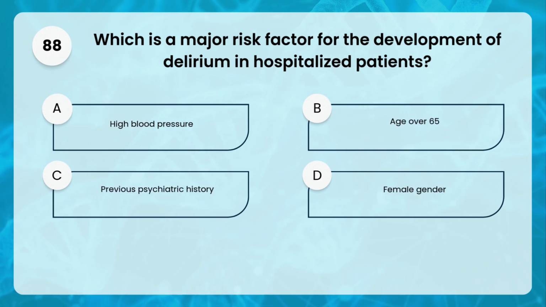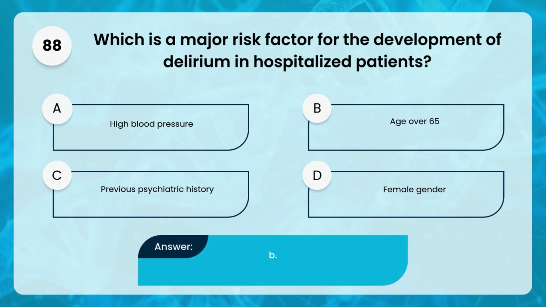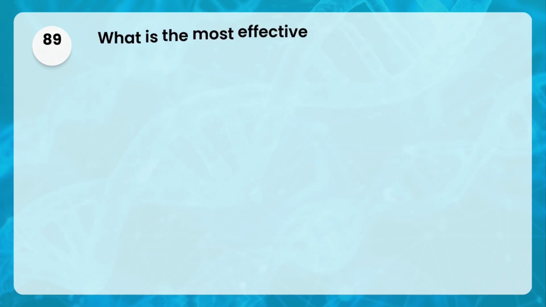Number 88. Which is a major risk factor for the development of delirium in hospitalized patients? A. High blood pressure. B. Age over 65. C. Previous psychiatric history. Or D. Female gender. The answer is B. Age over 65.